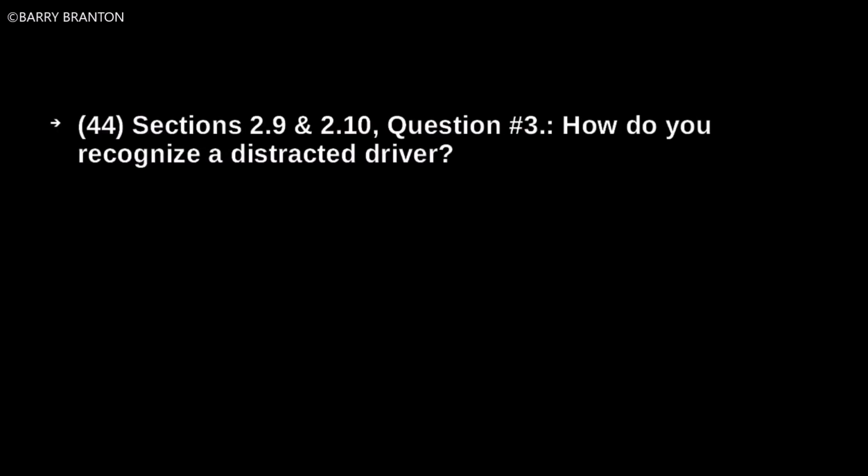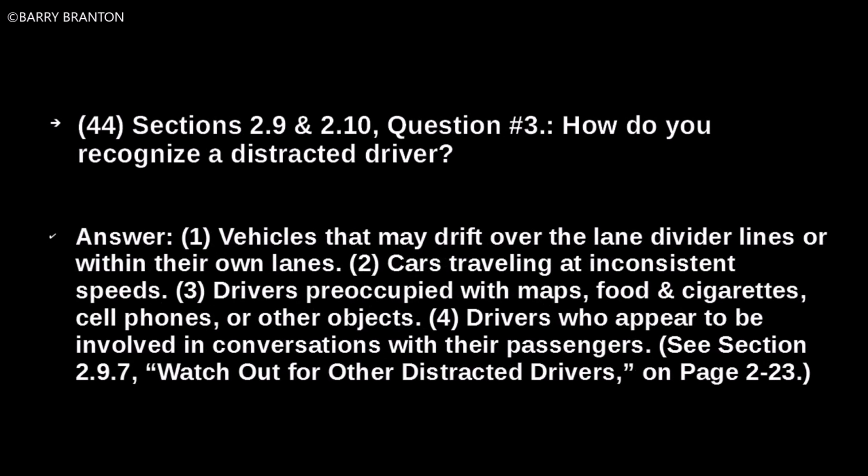How do you recognize a distracted driver? Vehicles may drift over the lane divider lines or within their own lanes. Cars traveling at inconsistent speeds, drivers preoccupied with maps, food, and cigarettes, cell phones, or other objects, drivers who appear to be involved in conversations with their passengers.